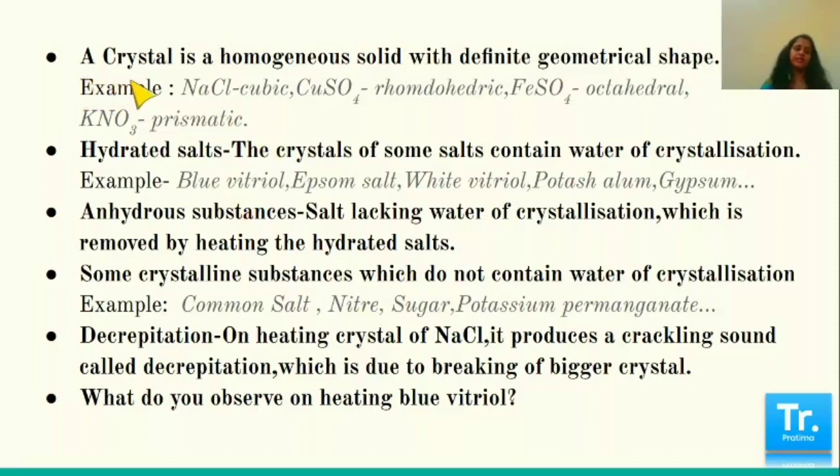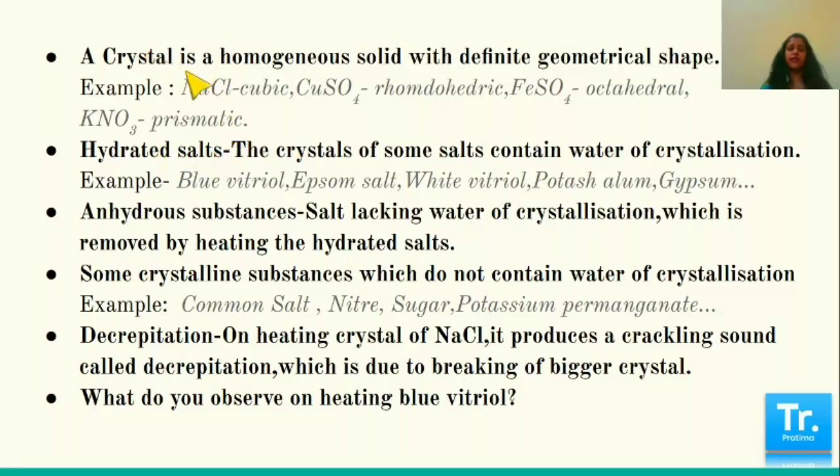So a crystal, as I told you just now, forms by crystallization from a supersaturated solution. A crystal is a homogeneous solid with a definite geometrical shape. Some of them I have written down: sodium chloride cubic, learn it children, copper sulfate rhombohedral, ferrous sulfate octahedral, potassium nitrate prismatic. There will be some more in your text, please learn them.